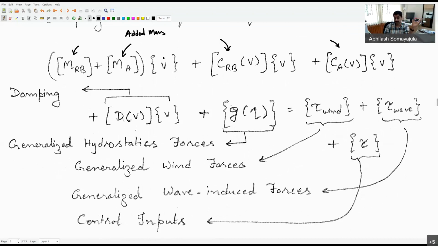Now, in addition to that, we'll also have dissipating damping forces. As I said, we have to take into account viscous effects and other things. So those will be damping forces. That matrix will be taken as D(v) times v. Notice that as long as it depends on v, this is a nonlinear formulation.